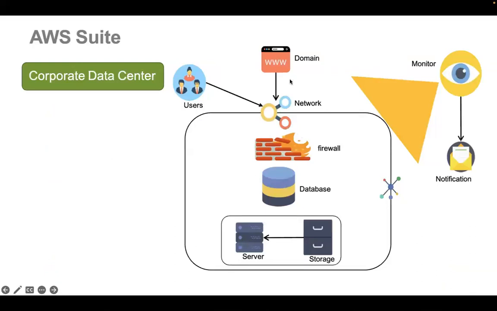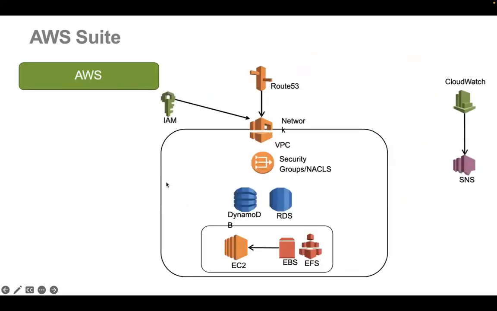So just think about it. In a corporate data center, you need a server, you need storage, you need a database. For security, firewalls require multiple networks, a domain, and only then can users access. And to monitor that, some people are required, some notifications are required. The same services are provided by AWS also. Some names are available in front of you. We'll discuss them in a deep dive. So this is nothing but the AWS suite, we can say.